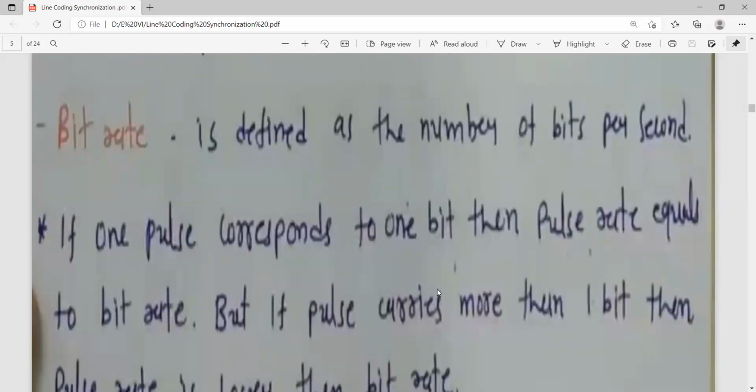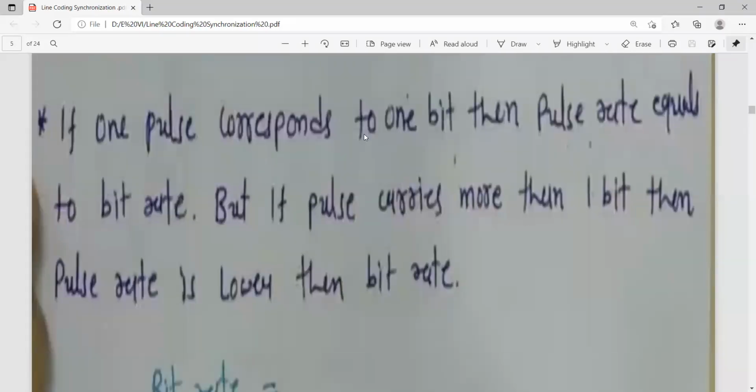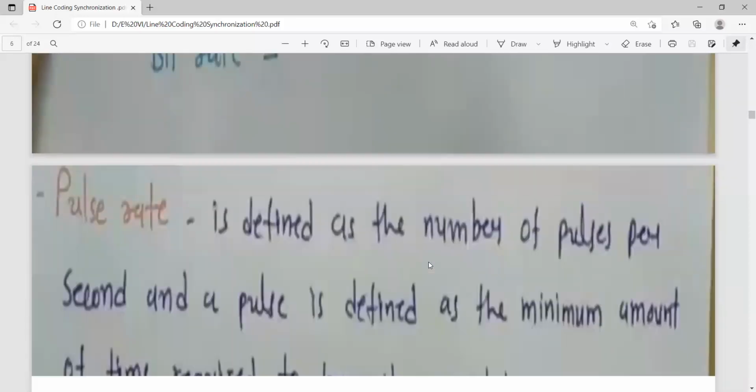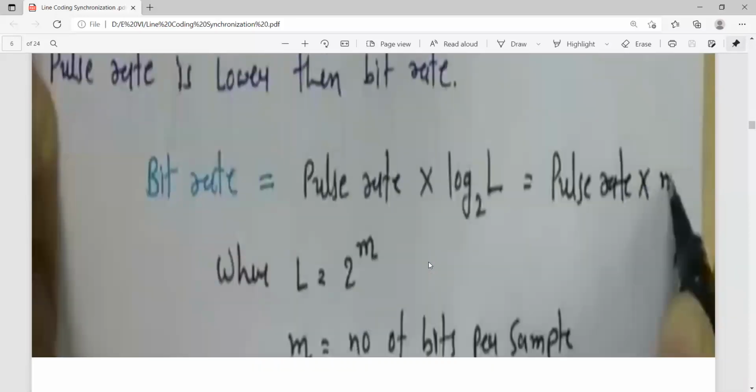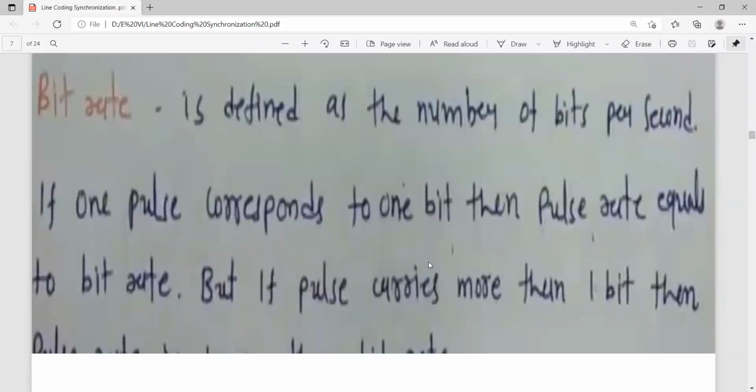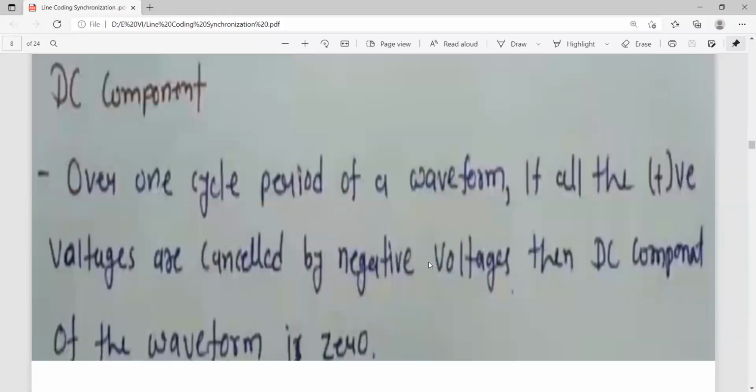What about the bit? Bit rate is defined as the number of bits per second. If one pulse corresponds to 1 bit, then pulse rate is equal to bit rate. But if a pulse carries more than 1 bit, then pulse rate is lower than the bit rate. So now you can observe the difference between pulse and bit.